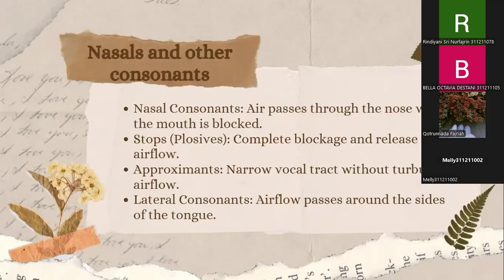Next, nasal consonants and other consonants. Nasals are produced by allowing the airflow to pass through the nose while the mouth is blocked at some point by the articulators. Other consonants are those apart from fricatives, affricates, and nasal consonants. There are other types of consonants in English: stops or plosives, approximants, and lateral consonants.